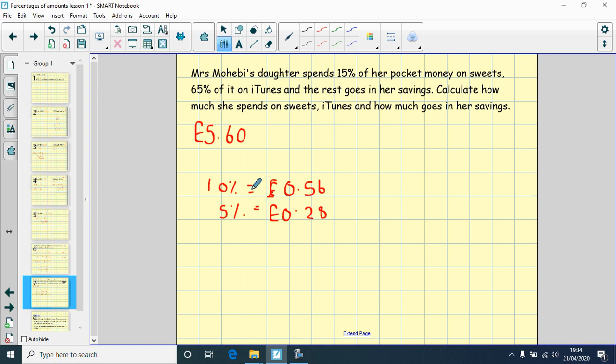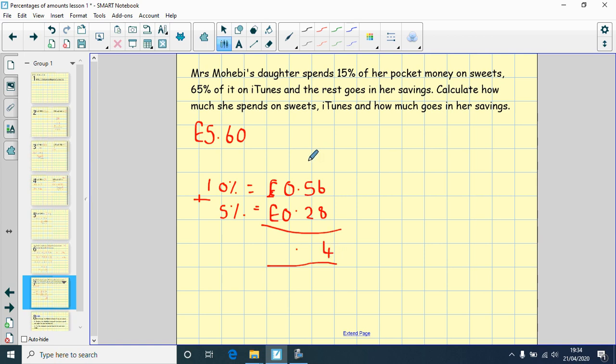So we want 15%. So I've worked out 10%, I've worked out 5%. So I need to add them together. Because 10 add 5 gives us 15. So then I can add these amounts together. Okay, to use your ruler. Decimal points in. 6 add 8 is 14.